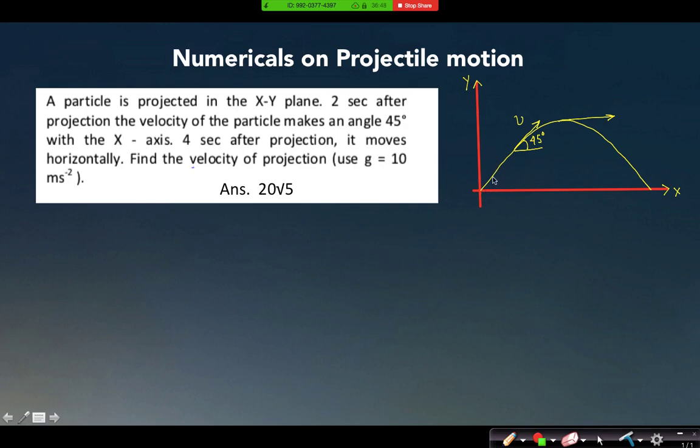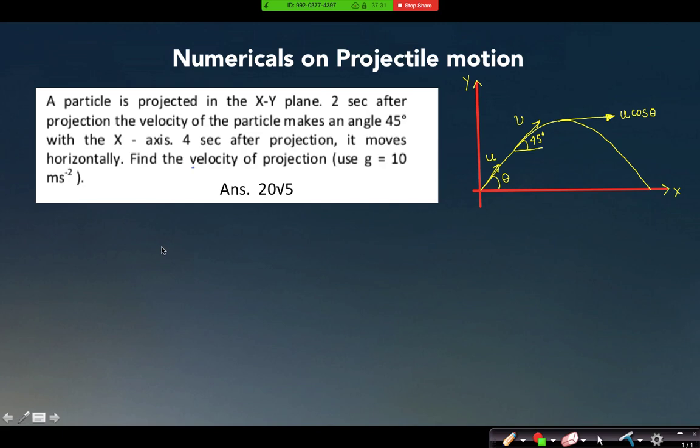So if its initial velocity is u, that makes angle theta with the horizontal line. What is the velocity when it is moving horizontally? Can you tell me what this velocity is? u cos theta. Yes, the velocity when it moves horizontally is only u cos theta, as the horizontal part always remains the same. Now it is given that this time interval is 4 seconds and this time is 2 seconds.